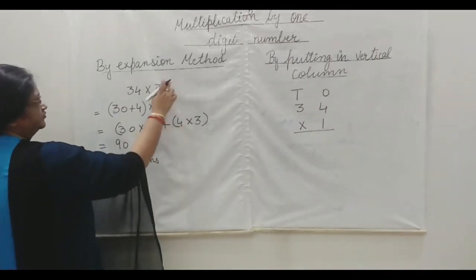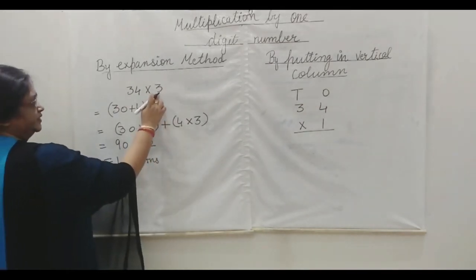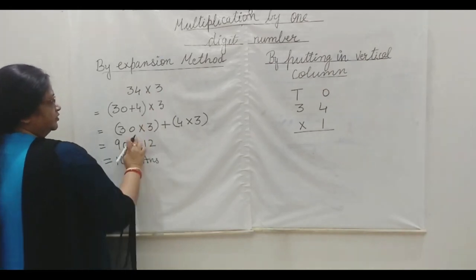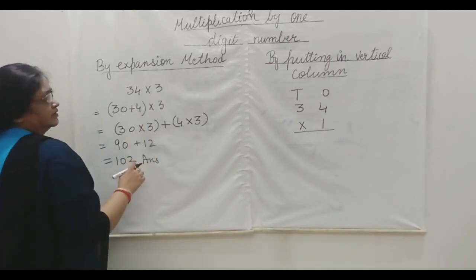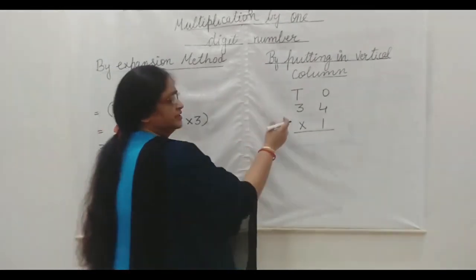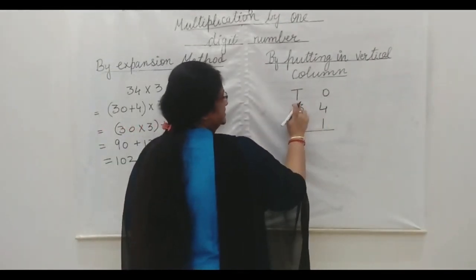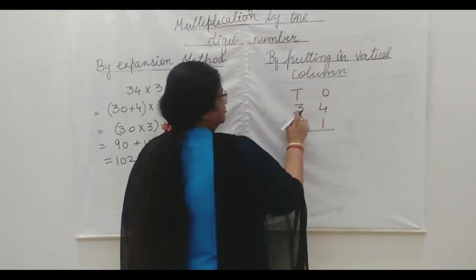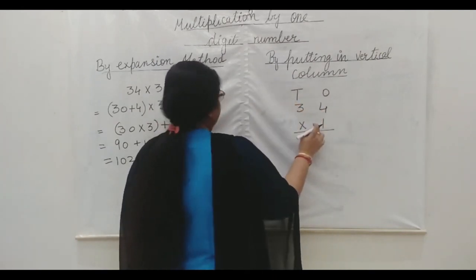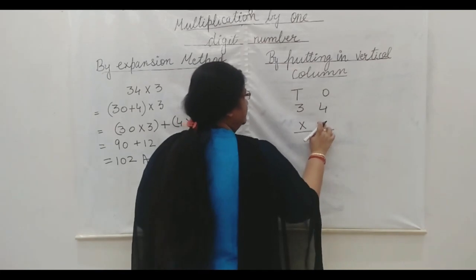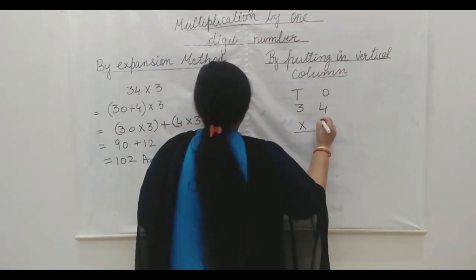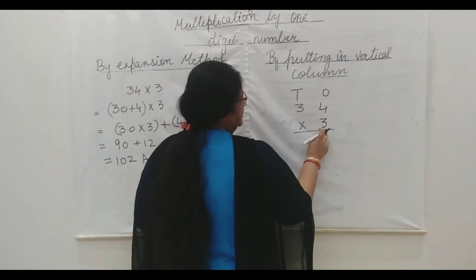By doing expansion form with a single digit number, when we multiply with a single digit number, we will follow this method. Now, another method: we put it in the vertical column, under tens and ones, that is 4 is under ones and 3 is under tens. Now we have to multiply it with 3.